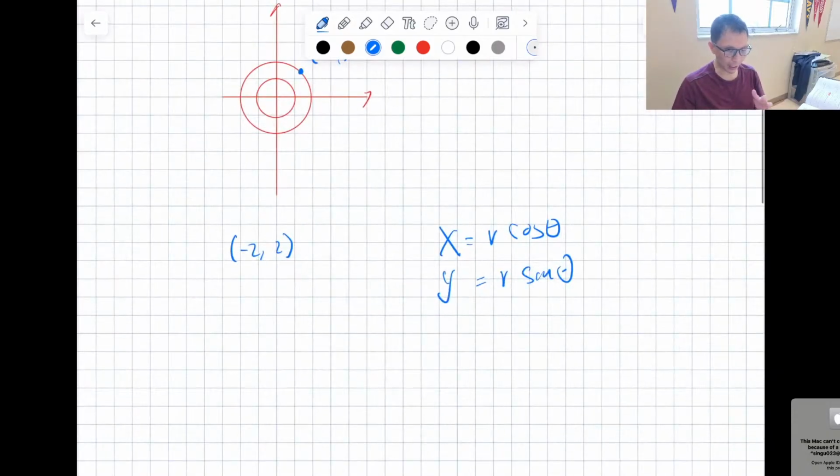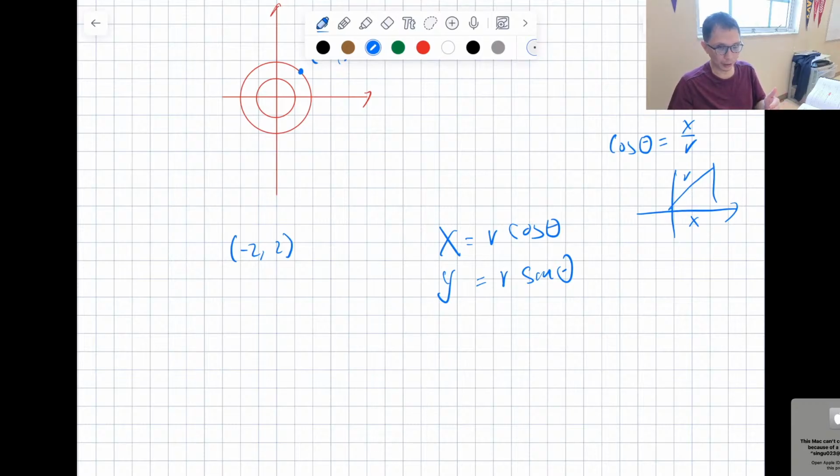Now you're going to say, how do I memorize that? This is actually fairly easy. If you solve for cosine theta, it is equal to x over r, which is inside the unit circle. So it's not a new memory. It's the same thing that you learned before. It's adjacent over hypotenuse.